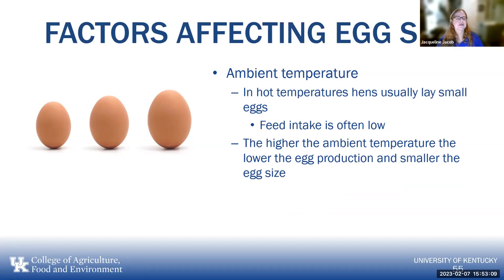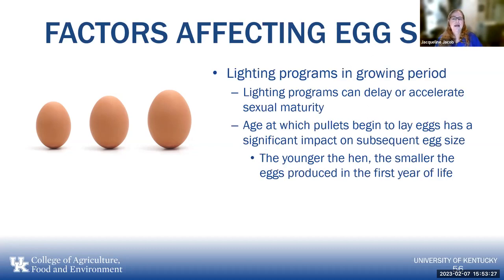Ambient temperature. In hot temperatures, hens usually lay smaller eggs, often because feed intake is lower in the hotter temperatures. The higher the ambient temperature, the lower the egg production, and the smaller the egg size. Lighting programs during the growing period can play a role. So lighting programs can be used to delay or accelerate sexual maturity.